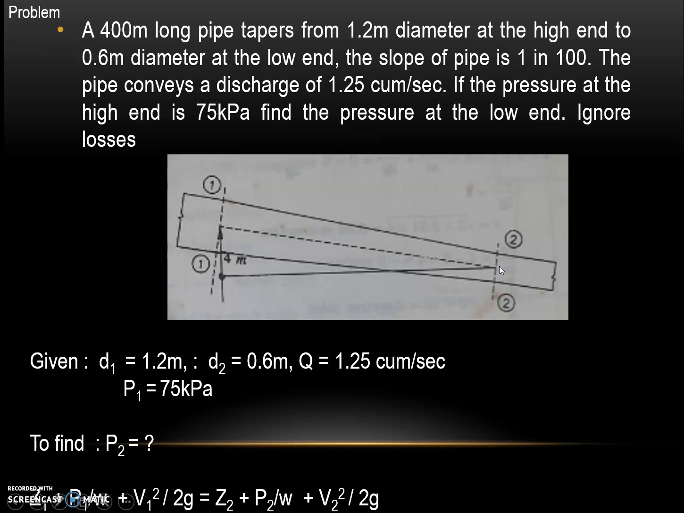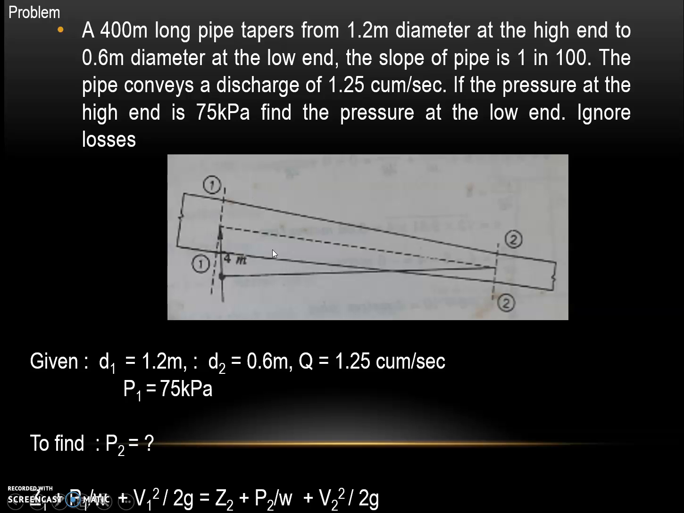A 400-meter long pipe tapers from 1.2 meter diameter at section 1 at the high end to 0.6 meter diameter at the low end. The slope of this pipe is 1 in 100. So this pipe is not laid in a horizontal direction, but it is inclined with the slope of 1 in 100. The pipe conveys a discharge of 1.25 cubic meter per second.